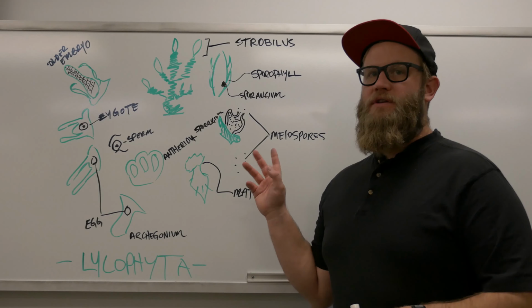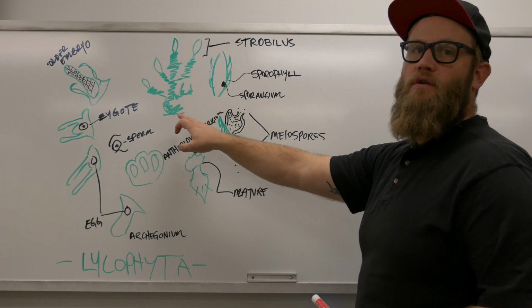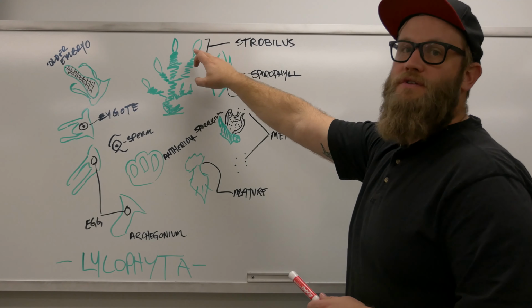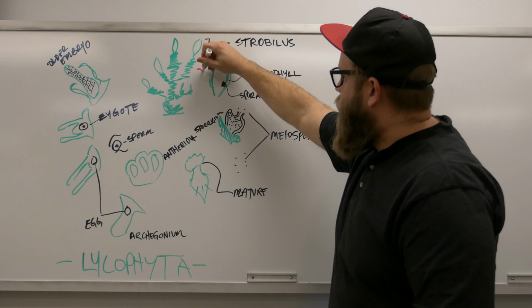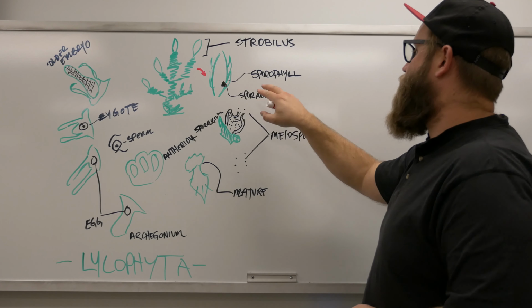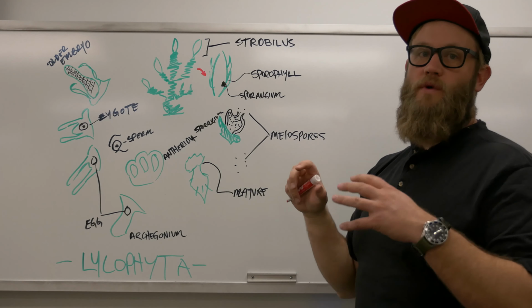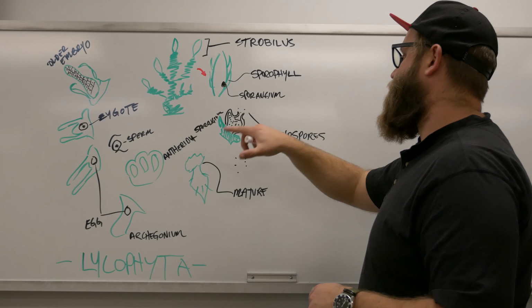All right, we're going to talk about this Lycopodium. And so this is our example Lycophyta here. This structure is called the strobilus, and if we zoom in on that, we come to this, and we've got these structures called sporophylls, which are a little leaf that protects this sporangium.